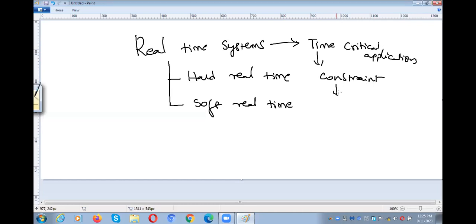What are the examples for the time constraint applications? Scientific applications. All the scientific applications need to be run on time. There should be no delay. There should be no prior execution and there should be no delay.